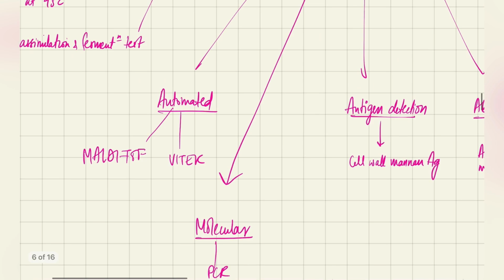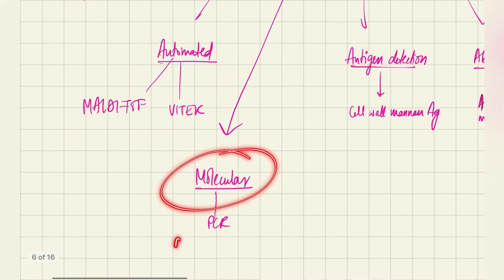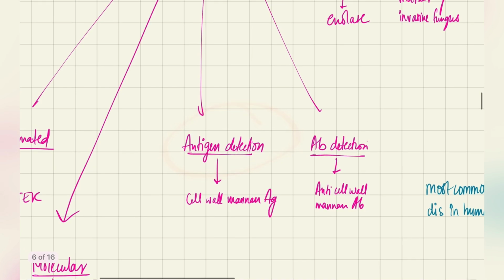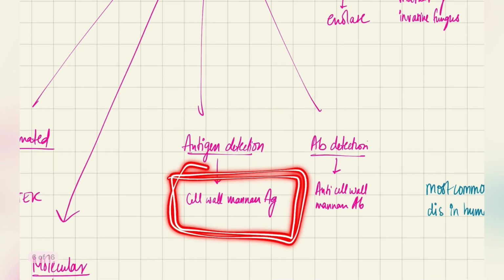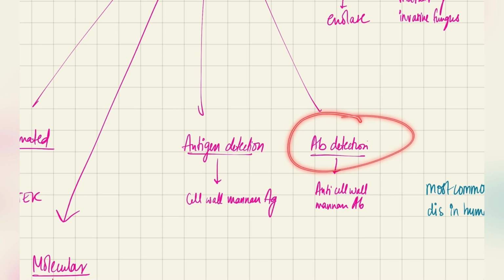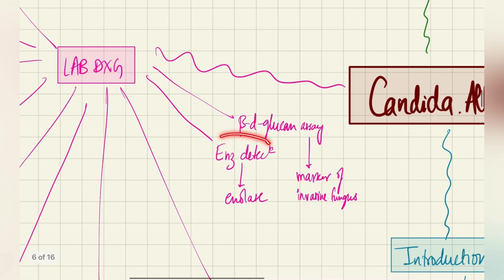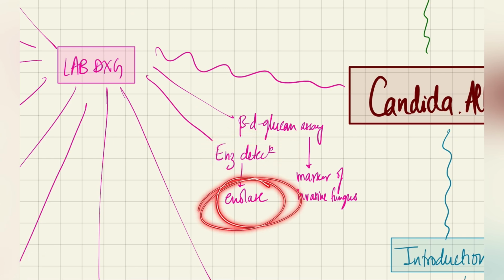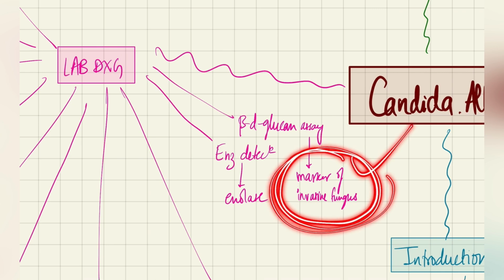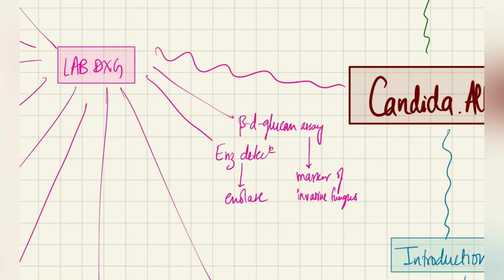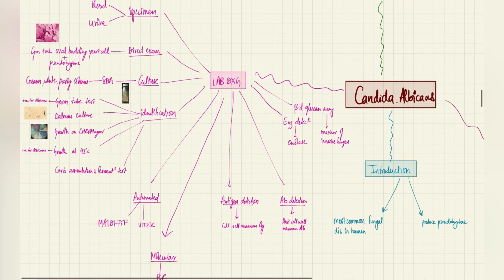Coming to the automated techniques, we have MALDI-TOF and Vitek. We all know that. Molecular, we have PCR. Antigen detection is by cell wall mannan antigen. This is characteristic. Antibody detection is by anti-cell wall mannan antibody. Okay, just easy. Next, we have enzyme detection using enolase. There is enolase positivity. That's how you detect the enzyme. Then we do a beta-D glucan assay, which is basically a marker of invasive fungus, which is Candida albicans. Beta-D glucan assay.